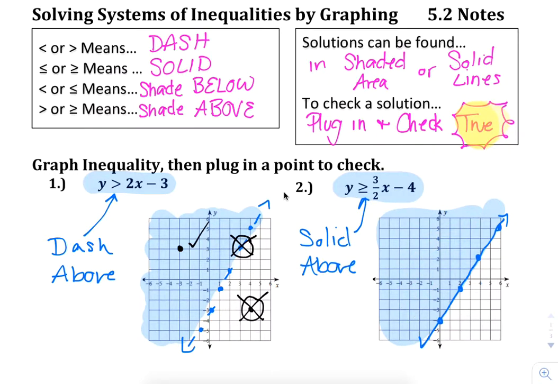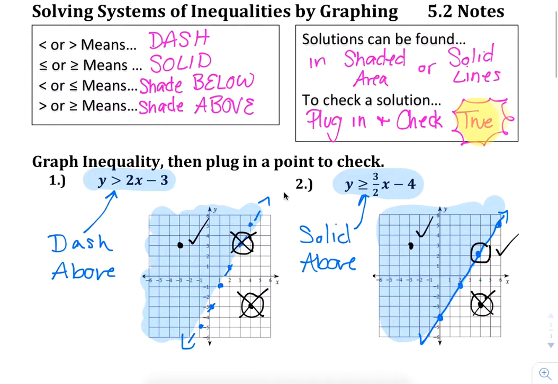So this time if I look at the problem, this point, he'd still be a solution. He's still in the shaded. This point would still be no. He's not in the shaded, he's in the white space. But now, this point, he's on a solid line, which means yes, he is a solution. He's in the solid, he's in good shape. All right, let's go down to the bottom 2.